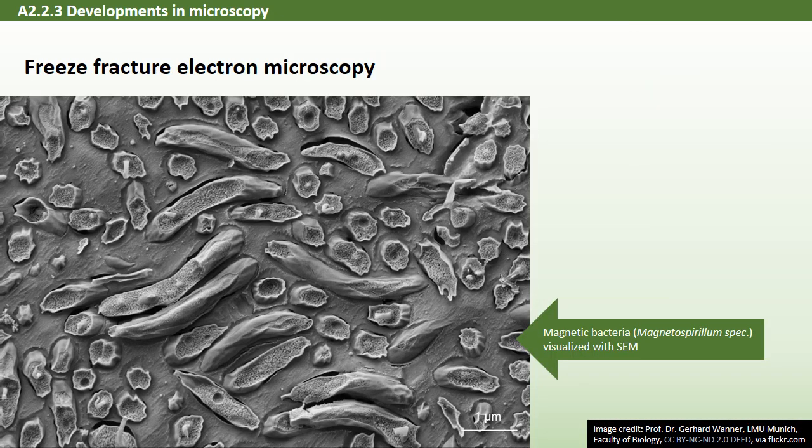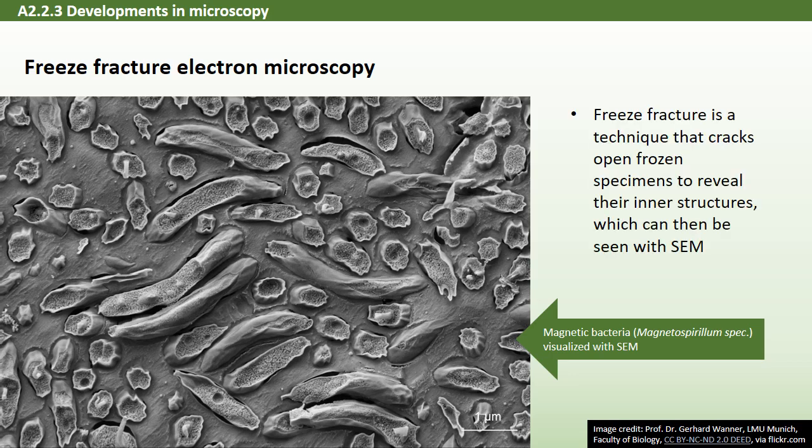Freeze fracture can be used in electron microscopy. It is a technique that cracks open frozen specimens to reveal their inner structures, and these can then be seen with SEM. So first you freeze and dry the specimen, then you crack it open.